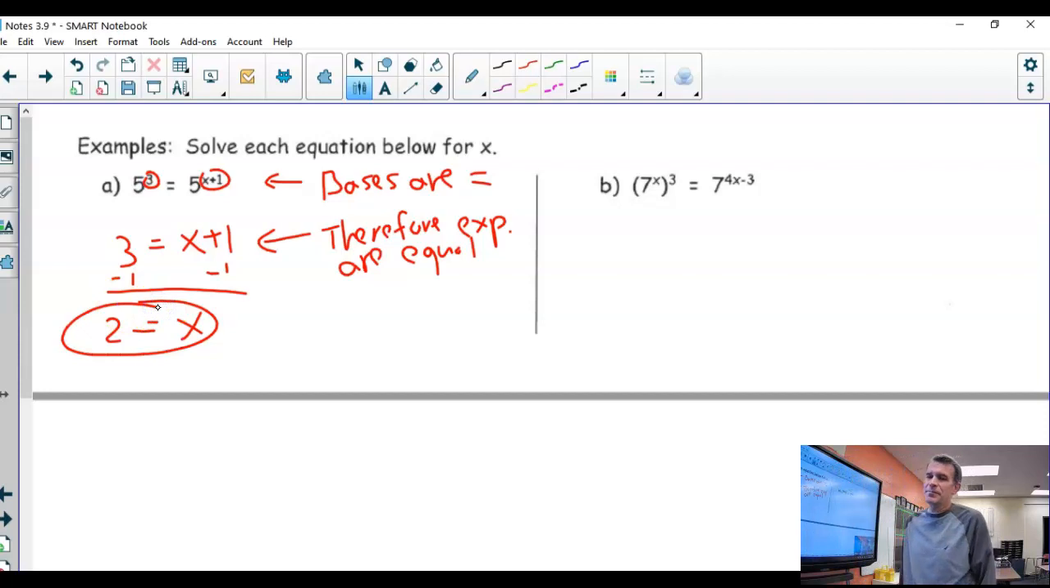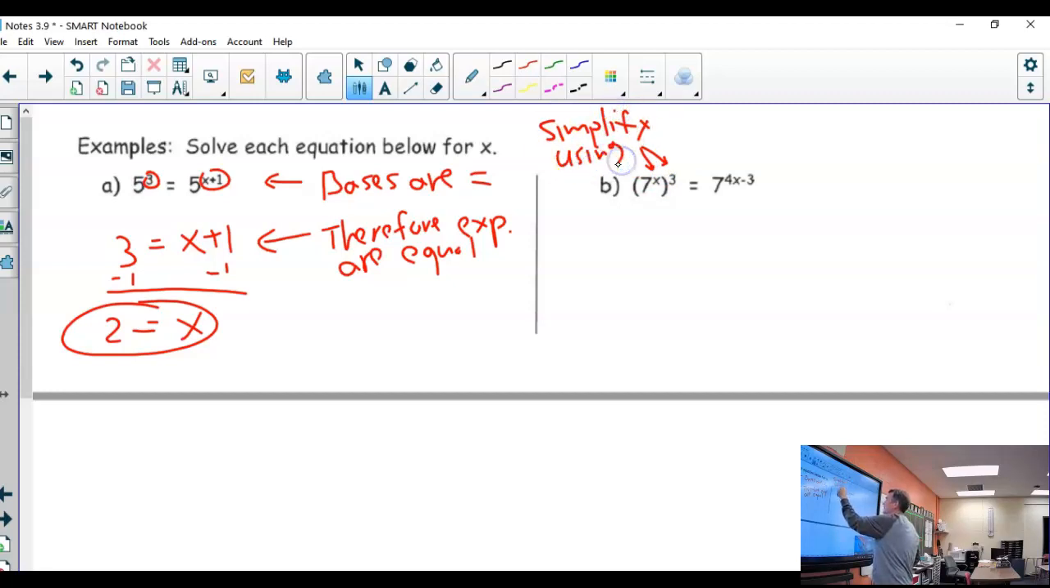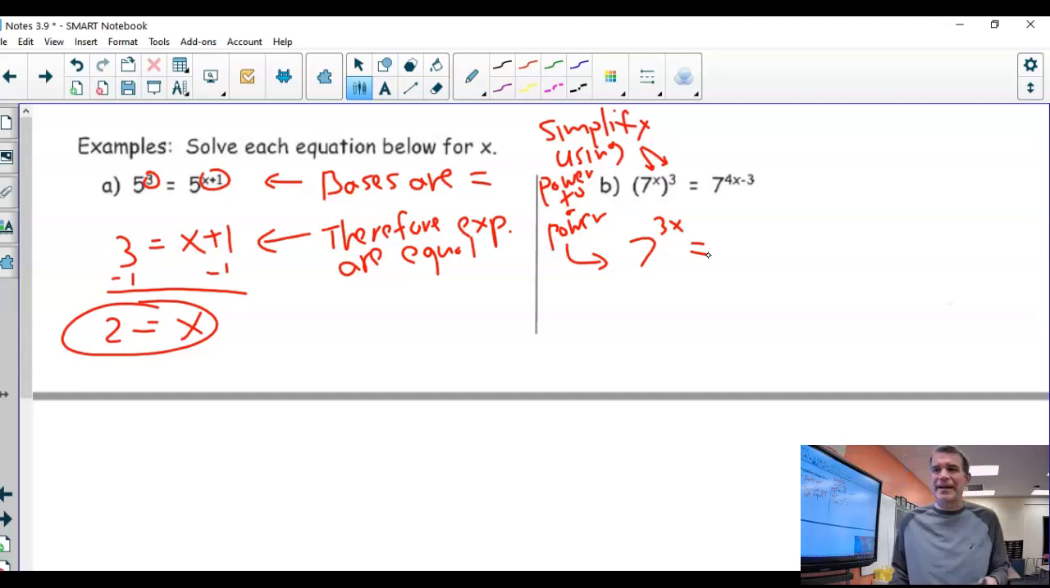All right, this next one, the bases are also the same, but look, I need to simplify this. Simplify using power to a power. So this would be 7 to the 3x, right? When you have an exponent raised to another exponent, they get multiplied together. And that would equal 7 to the 4x minus 3.